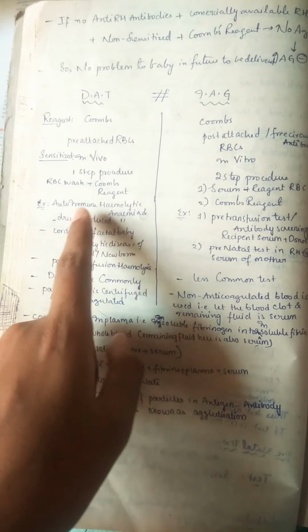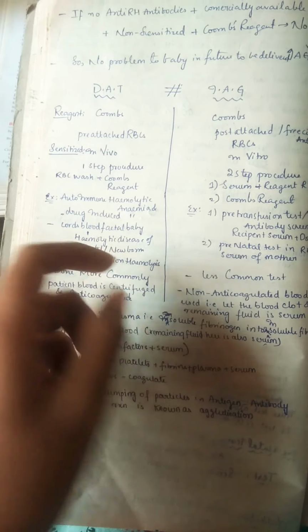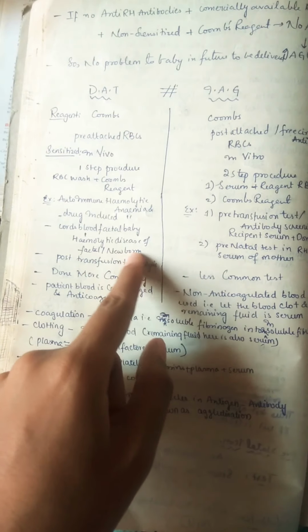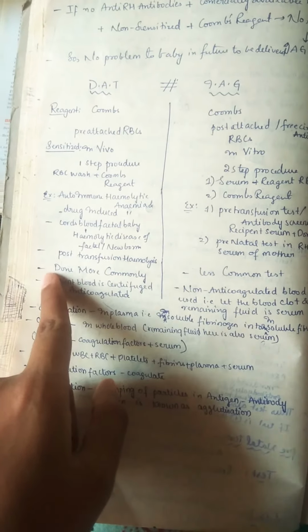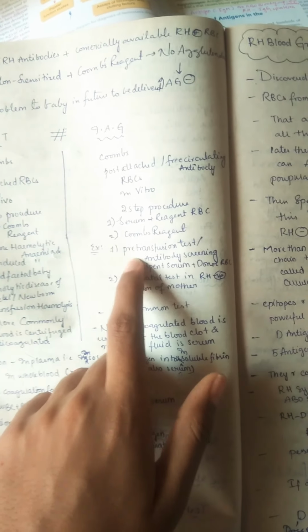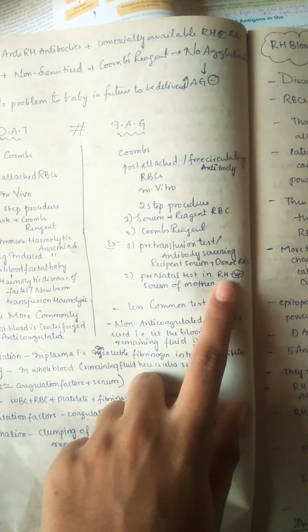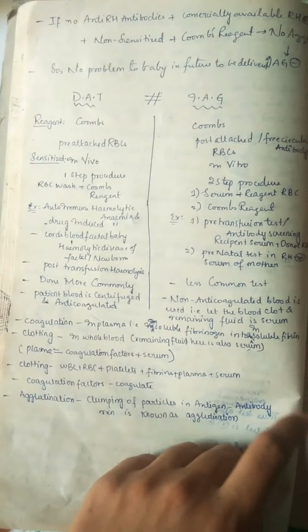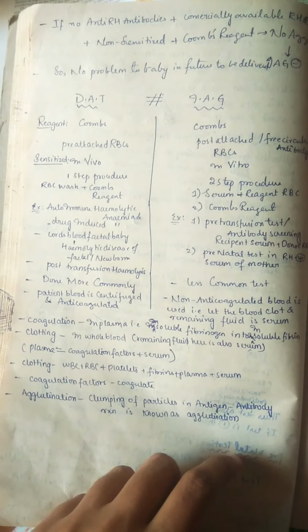So for example, here we have autoimmune hemolytic anemia, drug induced hemolytic anemia, clots bled fetal baby, cord blood taken from baby, hemolytic disease of fetal or newborn, and post transfusion hemolysis, and done more commonly. And you can see here examples are pre-transfusion test, antibody screening, recipient's serum plus donor RBC, prenatal test in RH negative serum of mother. So here we do the test in mother, indirect one, but direct one we do in the baby's cord cells. So that we need to remember.